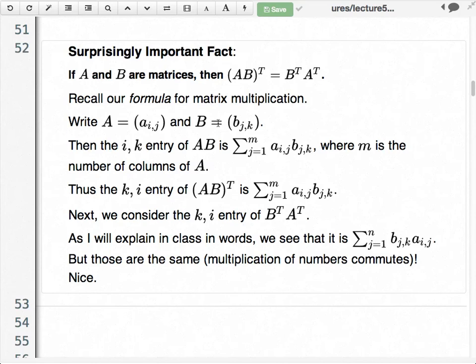That's the same as the k comma i entry of the product of the two matrices before you take the transpose, right? Because that's what happens when you transpose a matrix. The ij entry of the transpose is the ji entry. You just switch the order of the indices. I hope I didn't pull a fast one here.